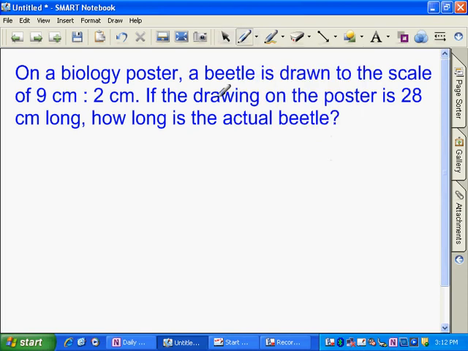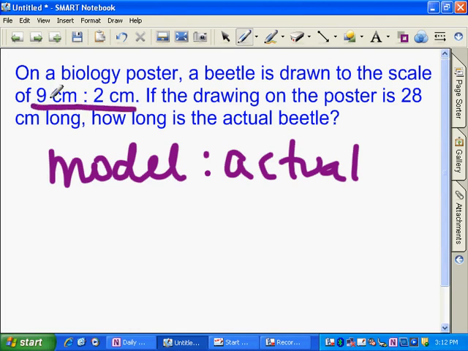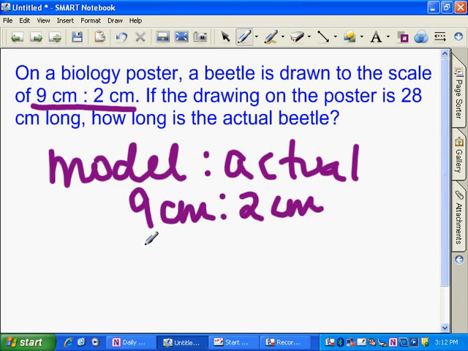So again, I'm going to go ahead and write model to actual. And writing this out, it sounds like it's a waste of time to actually do this, but it's kind of like writing out PEMDAS whenever you're solving an order of operations problem. It just helps you keep everything straight, okay? And so for this particular problem, the scale was given 9 centimeters to 2 centimeters. So I'm going to write 9 centimeters to 2 centimeters.